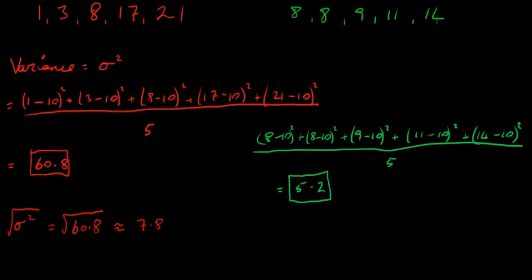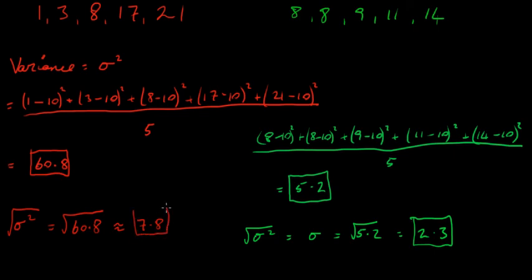So let's have a look at the right hand side here. We have the square root of, again, the square root of our variance here, which is just going to be sigma, and that's going to be the square root of 5.2, which is 2.3. So our variance was 5.2 and our standard deviation here is 2.3. Our standard deviation on this side is 7.8.